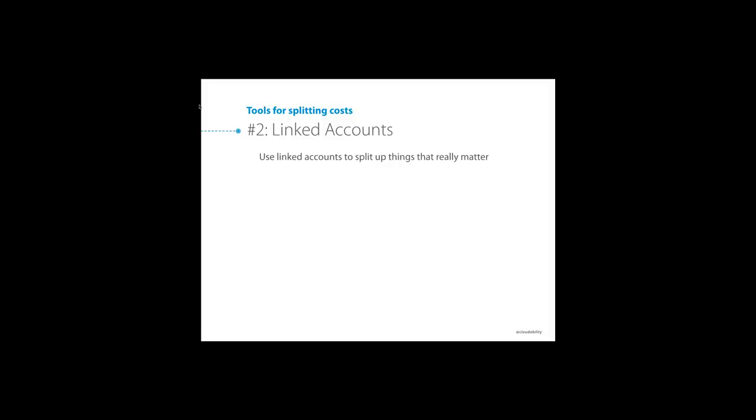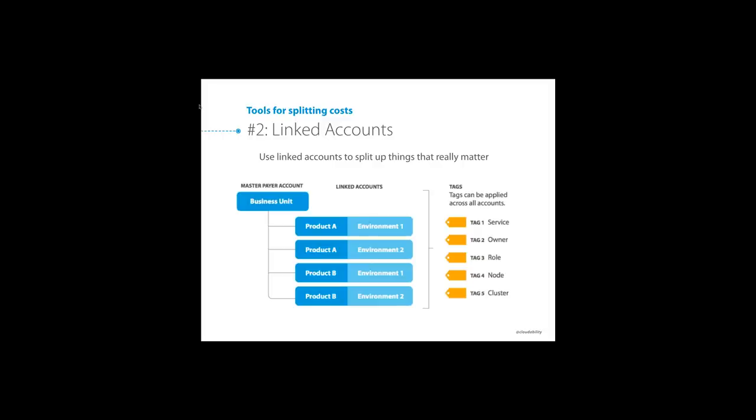Now, linked accounts are generally part of a consolidated billing structure at Amazon, and they're actually often very much underused because people tend to try and rely just on tags to do this, but linked accounts are really the cleanest way to get the best division between spending. And part of that is because you can't tag everything, and so we recommend using linked accounts to split up things that really matter so you have the cleanest division between lines.